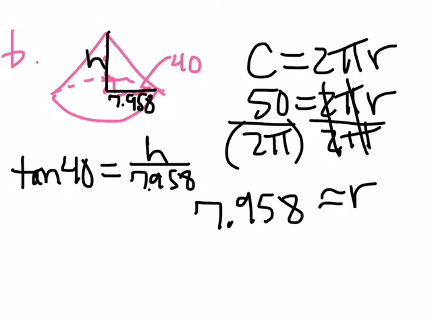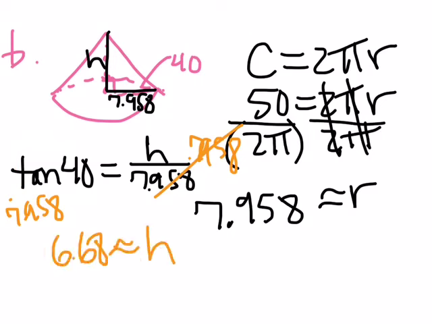Variable up high, multiply. Oh, I'm doing it wrong. Variable up high, multiply both sides by the 7.958. Right. Variable down low, switch a row. Variable up high, multiply. I forgot to say that in the last one. Okay, and you do, and you get about 6.68 for the height. Sounds good?